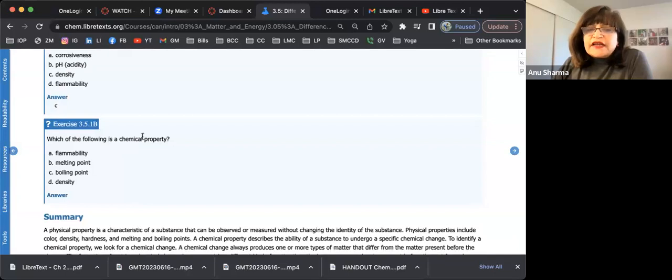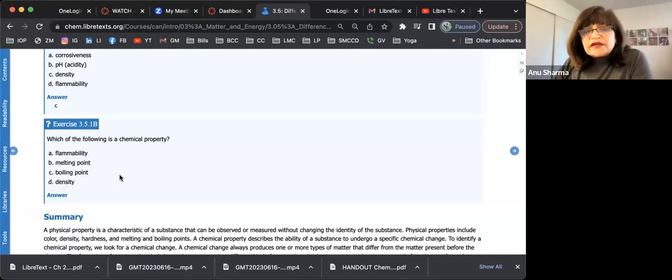Now you should understand chemical property, flammability. Catching fire is definitely a chemical reaction, so that's a chemical property. Melting point is always a physical property. Boiling point is a physical property. Density is a physical property.